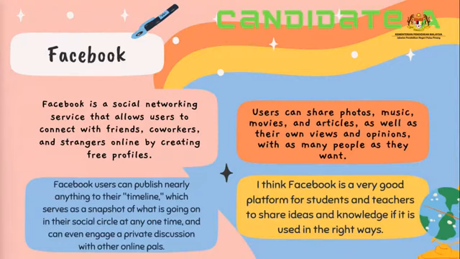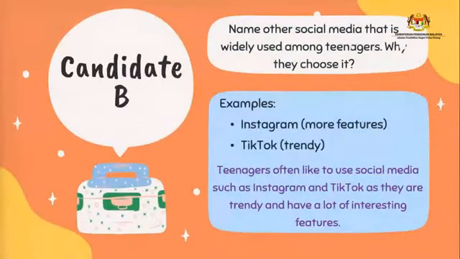Now, what happens to candidate B? Let's take a look at what candidate B has to do. After candidate A presented his or her topic, candidate B has to answer a short question in 20 seconds based on their partner's topic. Remember, just now it was on Facebook, right? So maybe the question candidate B has to answer is related to social media as well, but not on Facebook. So the possible question here is, name other social media that is widely used among teenagers. Why do they choose it?